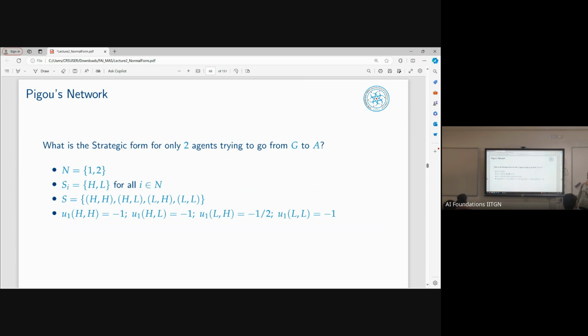If both of them take the highway, so this I have only written for one agent, the time taken is 1. So there's a negative utility of 1. And if the other one takes the local road and I take the highway, it's still -1 because the highway is -1 irrespective of the traffic. And if I take the local road and the other one takes the highway, then it is -half.